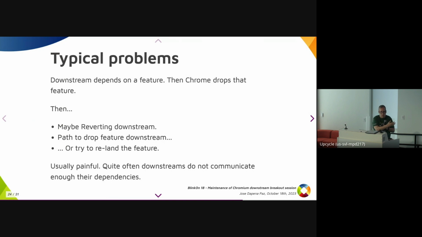Sometimes it's also a symptom that downstreams do not communicate very well how they are using Chromium and why these kinds of features could be important for them.